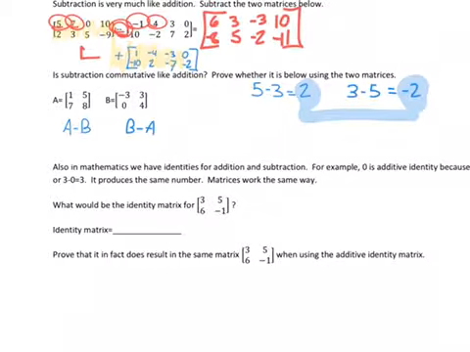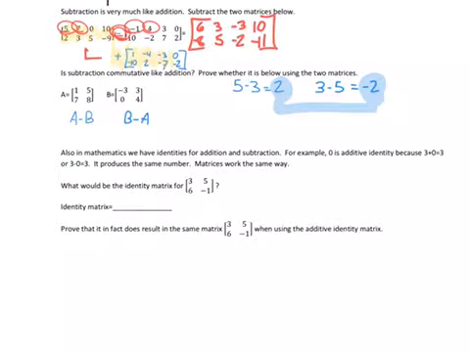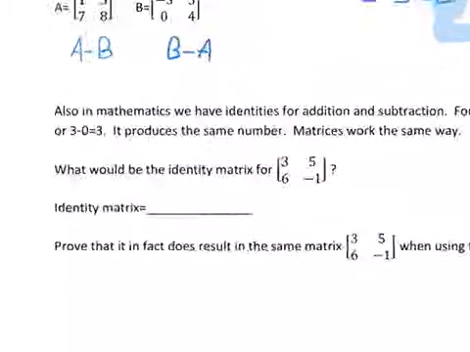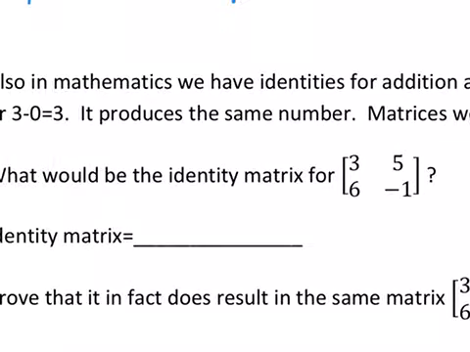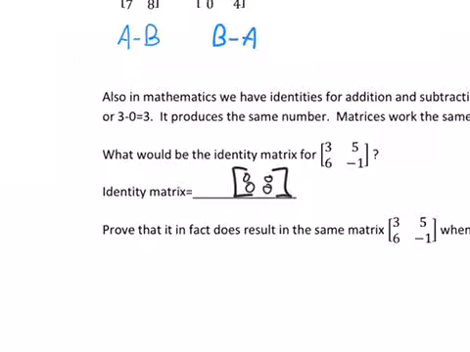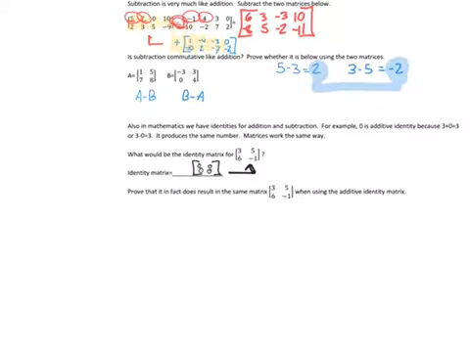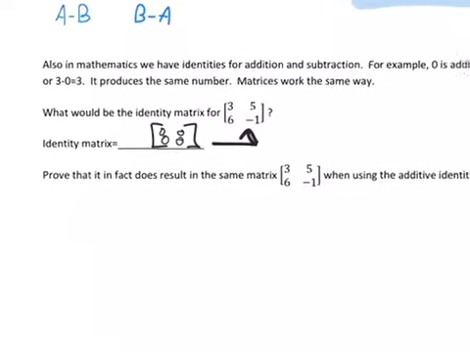Also in mathematics, we have identities for addition and subtraction. For example, 0 is the additive identity because 3 plus 0 is 3, or 3 minus 0 is 3. Matrices work the same way. So if you needed to add a matrix onto this, but you didn't want to change anything, you would need a matrix of the same size, all of zeros. If I add another 2 by 2 matrix onto this, but it's all zeros, it won't change. And you can discover this for yourself.